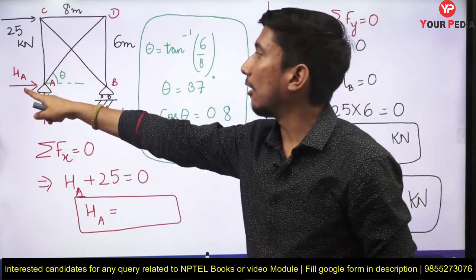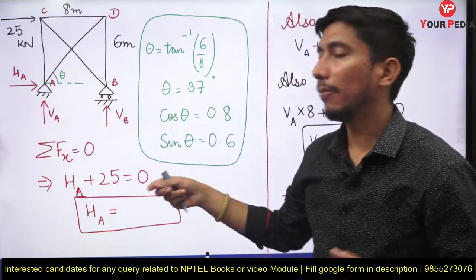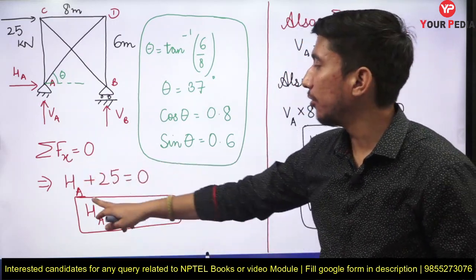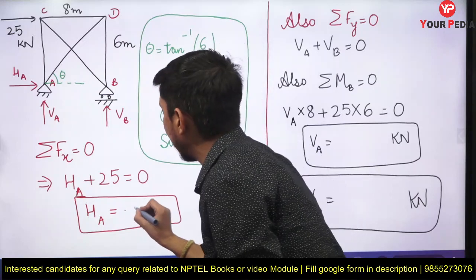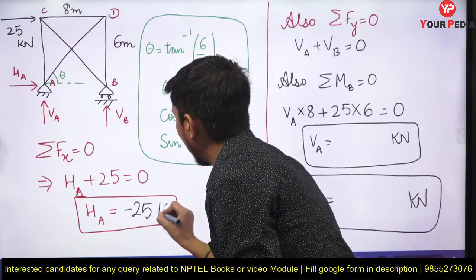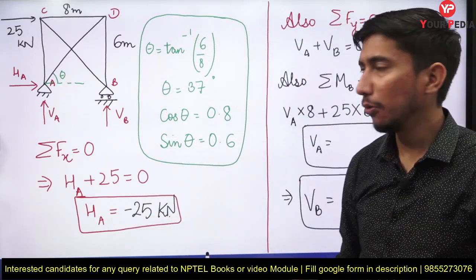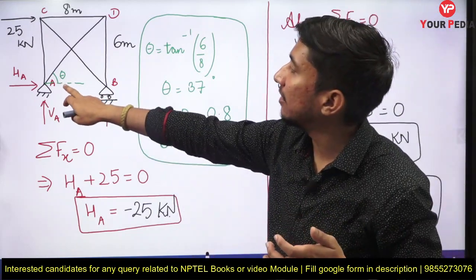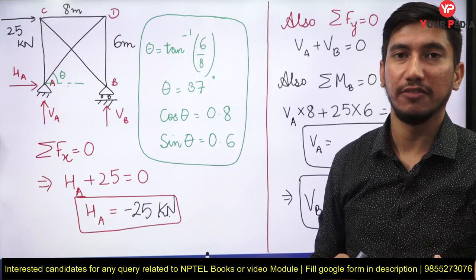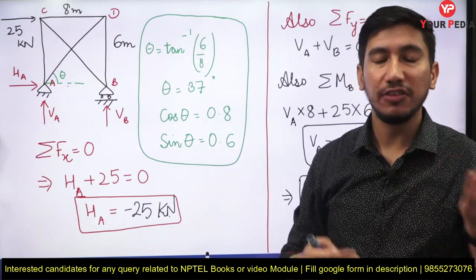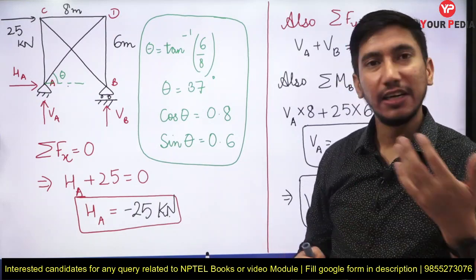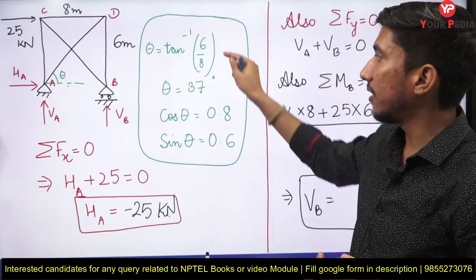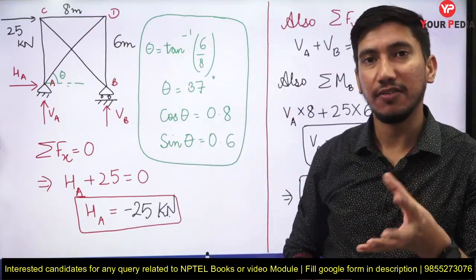Now you can find the value of reaction by using the equilibrium equation. By summation of Fx equal to 0, we find the value of HA, and it comes out to be minus 25 kilonewton. Then we have to find this value of theta also, because theta is not given to us and we need to resolve the forces later on. So let me find the value of theta. This is 8, this is 6, so tan inverse of 6 by 8, we get theta around 37 degrees.